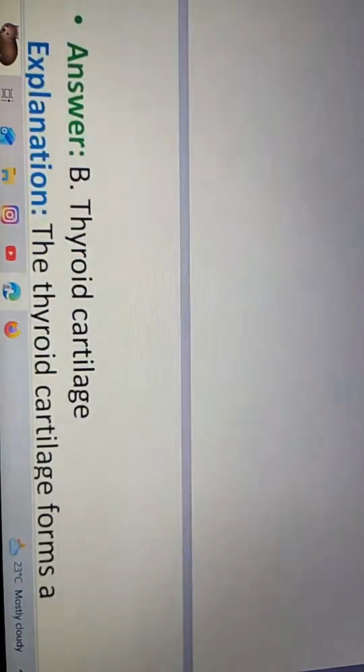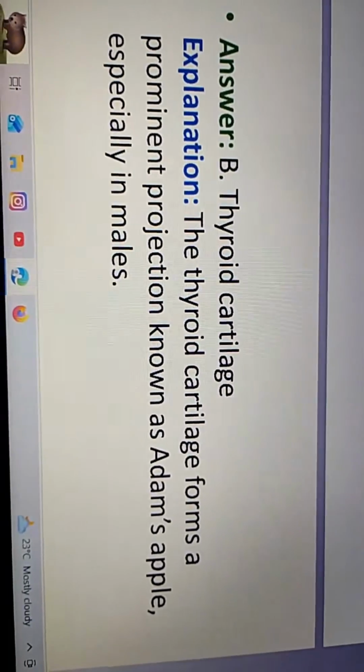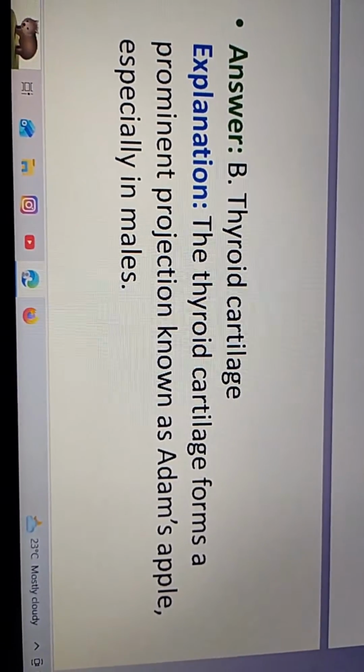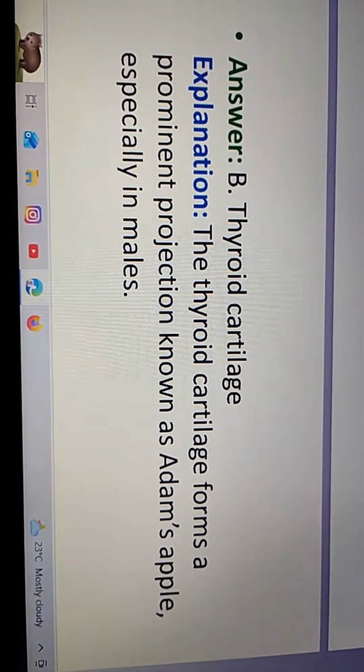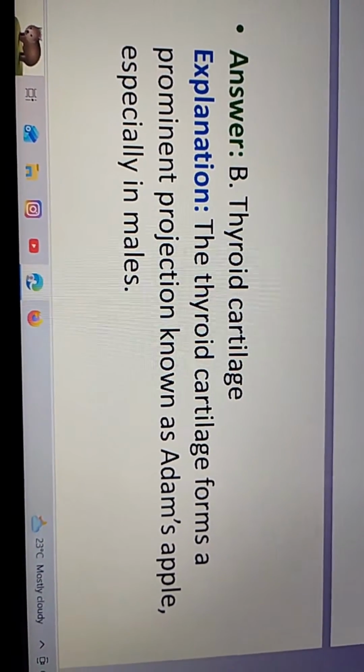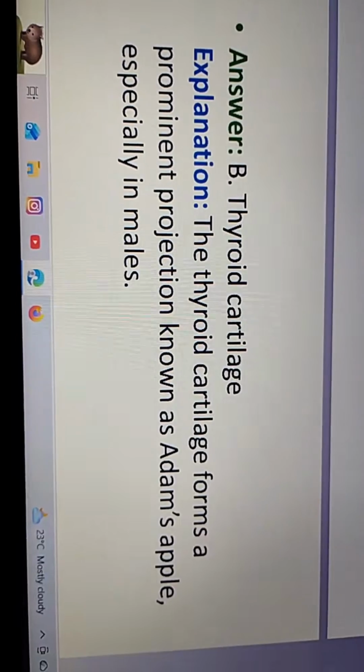The correct answer is option B thyroid cartilage. The thyroid cartilage forms a prominent projection known as the Adam's apple, especially in males.